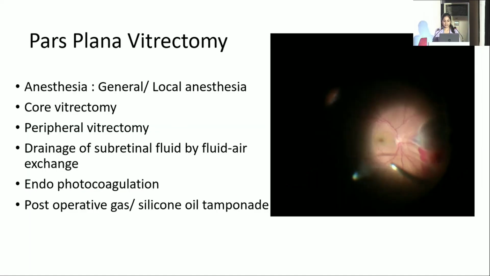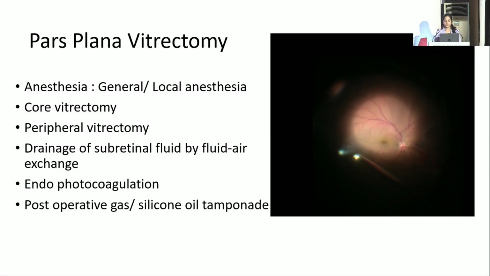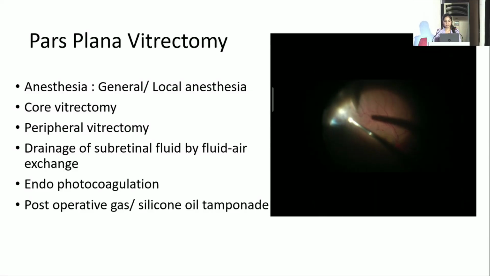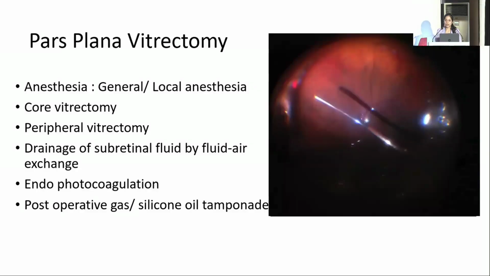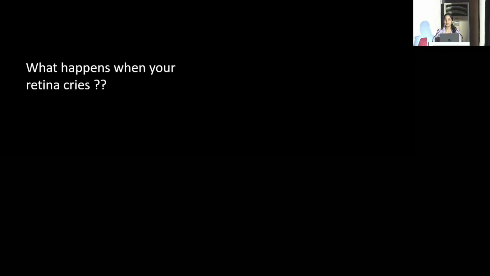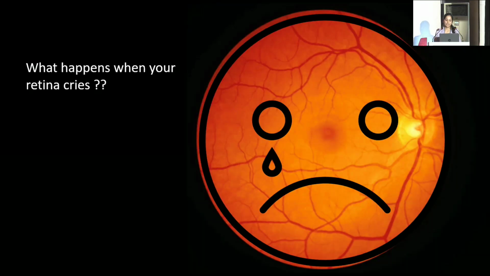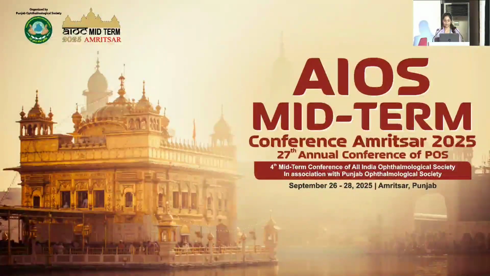For pars plana vitrectomy, after putting the pars plana ports, we start with a core vitrectomy followed by peripheral vitrectomy. Then drainage of subretinal fluid can be done by fluid-air exchange, following which, after the retina is reopposed, endophotocoagulation is done to seal the breaks, and postoperatively we can give a gas or silicone oil tamponade. I hope you guys understood something. Thank you.